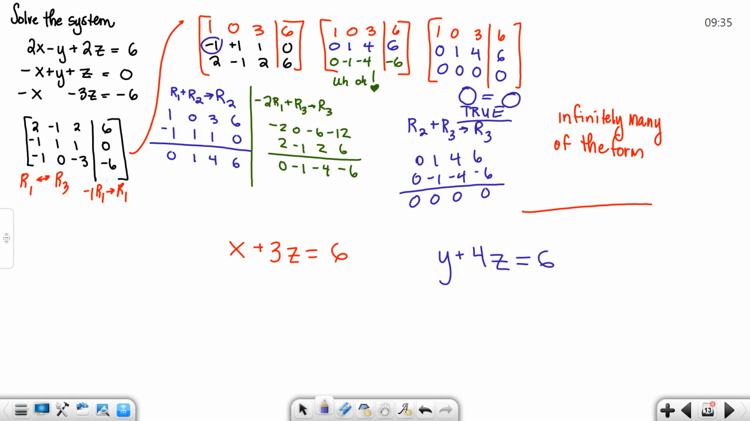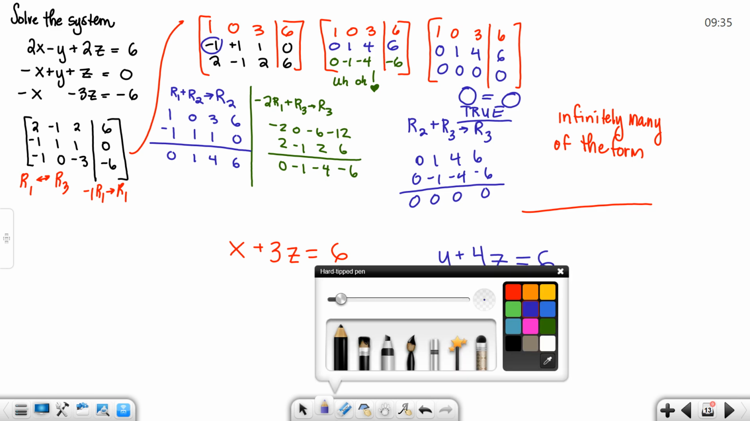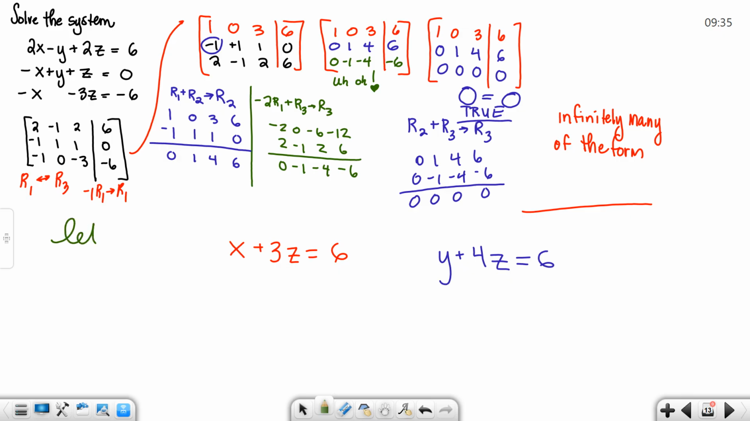Okay, I like it. What do both the red and the blue equations have in common? They both have the variable z. So what we're going to do with these is let z be our free variable. So we're going to let z be t, because they both have it. So that's my good rule of thumb there.